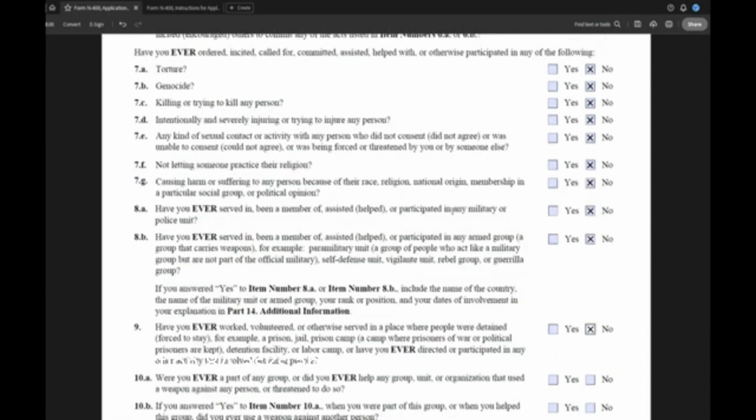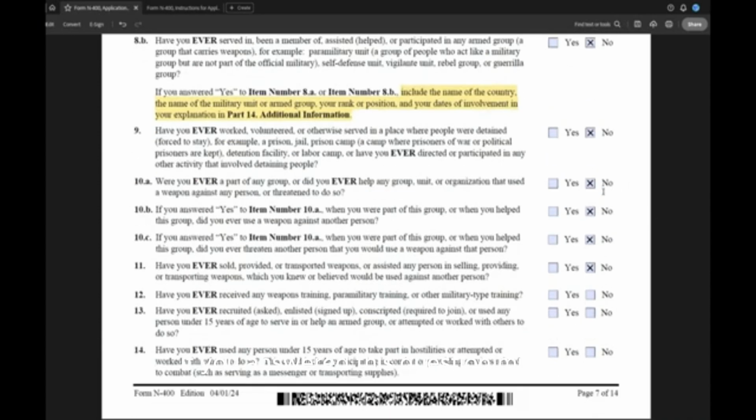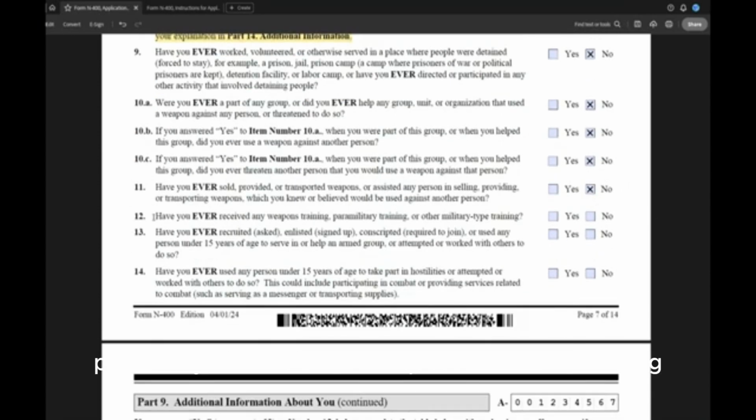Question 8A asks about being part of a military unit and if you served in an army. Say, for example, you lived in a country that required compulsory military preparation service, like Israel, for example, then you definitely should consult with somebody as to how to answer this question and what evidence to provide in this situation. If you answered yes to this question, you may potentially have to answer a question about receiving weapons training, military type training. So keep that in mind.